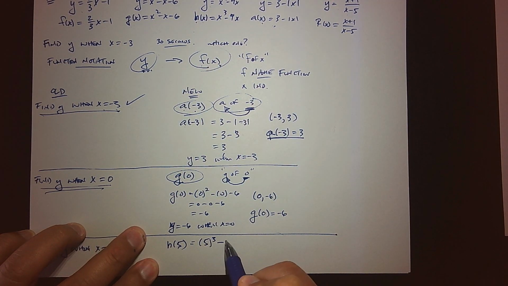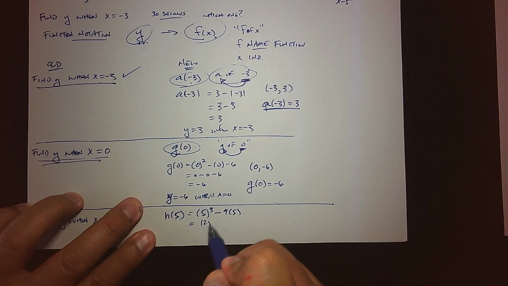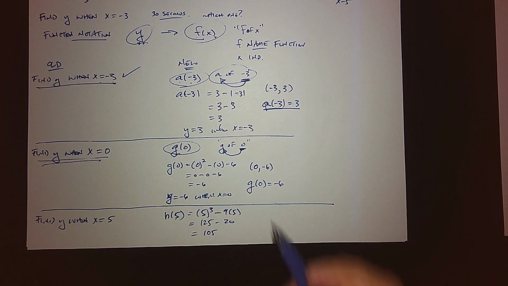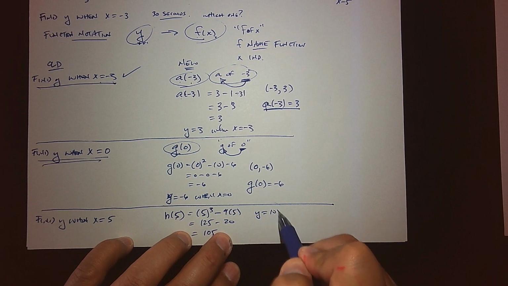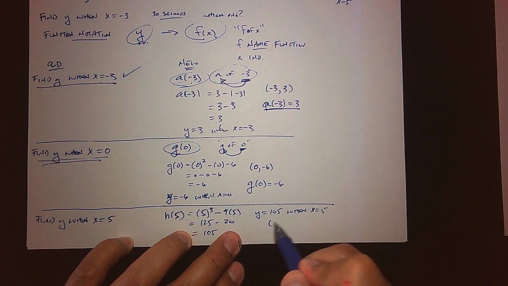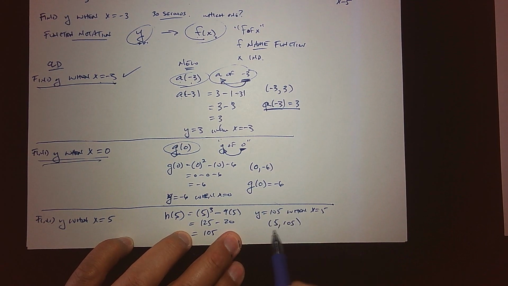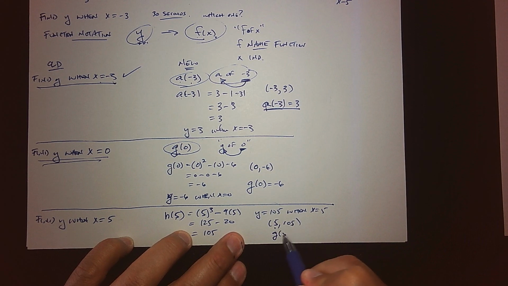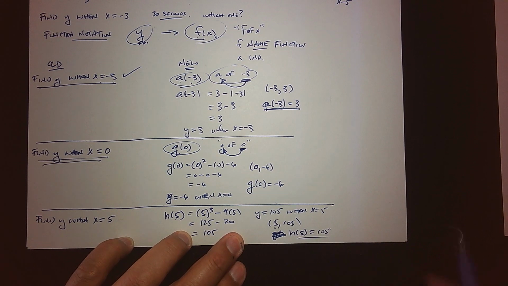So we get 5 cubed, minus 4 times 5. And do the math. I think that's 125 minus 20, which gives us 105, I believe. So we're basically saying that my y is 105 when x is 5. Or the ordered pair way, if my input's 5, my output's 105. Or the function way, oops, not g, h of 5 is 105. So if you put 5 into the function h, the y value, or the output value, will be 105.